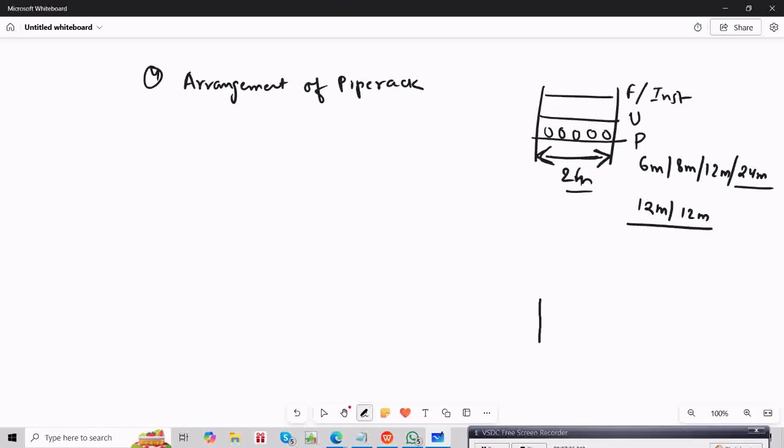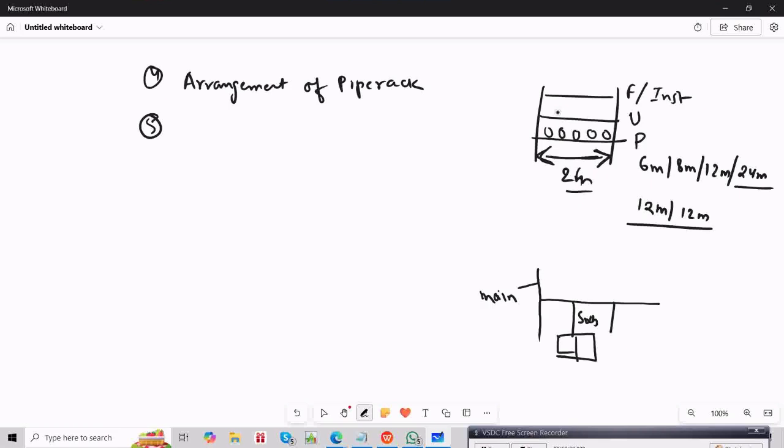It means the pipe rack starts from here, then it goes to this side, then there will be a baby pipe rack, or you can say the branches, and then this pipe rack is connected to the unit, and inside the unit there is one more pipe rack. So this is called the main pipe rack. This is called the sub pipe rack, or you can say the branch of the main pipe rack. So the fourth point is your arrangement of pipe rack. That is the output from our end.